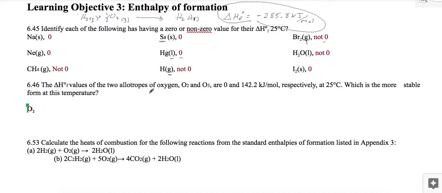We have 2 different allotropes. That means 2 different possible chemical formulas of an element like this. We have oxygen diatomic, and then the ozone version of oxygen. We have 0 and 142.2, which is more stable? Of course, it's going to be oxygen. That's how it occurs in its most stable form.